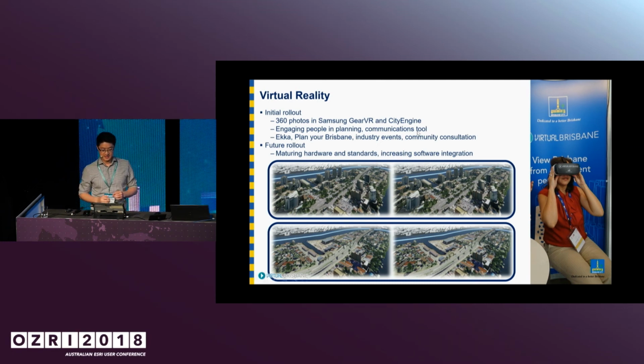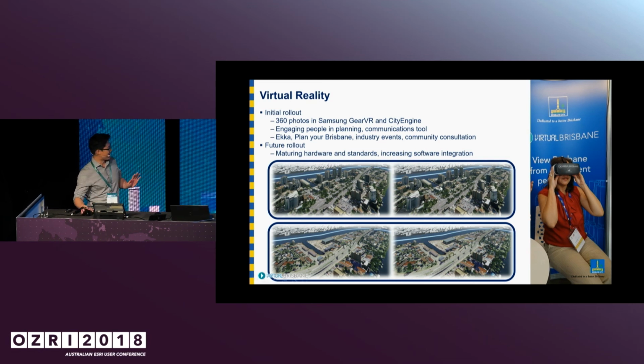Going forward, we're particularly interested in how hardware standards and software standards are maturing, and how software is beginning to integrate with this. So I mentioned before Unreal Engine. We use that currently, so I want to see a stronger integration between the gaming engines and GIS tools. Along the hardware and software standard side of things as well, really interested to see particularly where markerless augmented reality is going as well. Just want to show here an example.